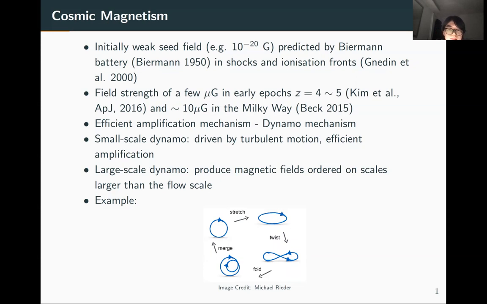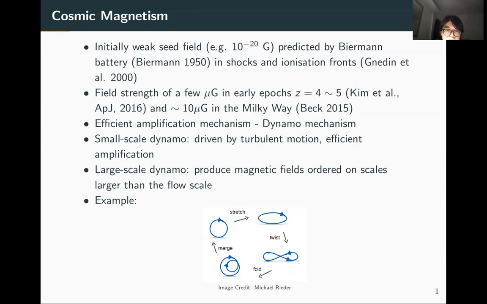And nowadays, radio observations show that the magnetic field strength in the Milky Way is about 10 microgauss, and similar for the nearby galaxies. So you can see the huge gap between 10 to the minus 20 and 10 to the minus 6. It means that we need an efficient amplification mechanism, which is usually called the dynamo process.